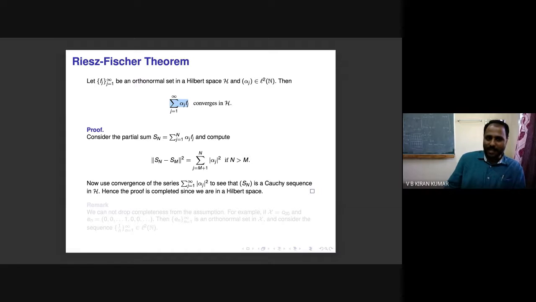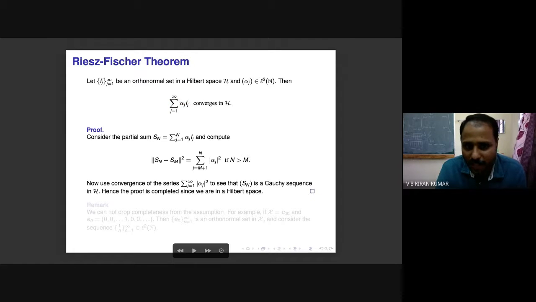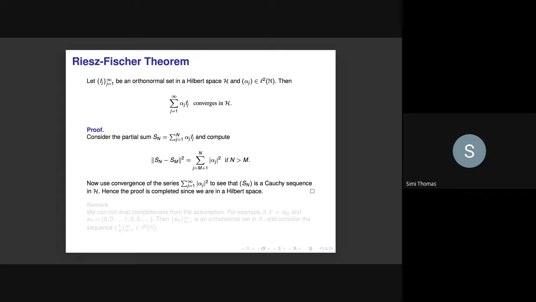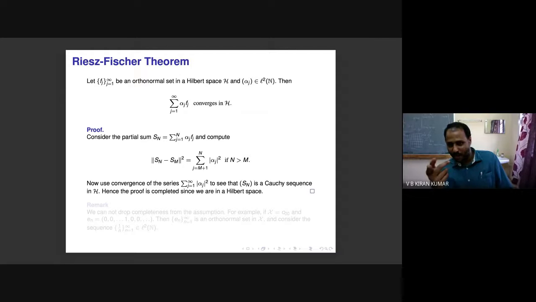Since I am working in a complete setting, it suffices to show that it's a Cauchy sequence, right? So you take the nth partial sum and show that it is a Cauchy sequence. So this is the nth partial sum, and you compute Sn minus Sm, and you obtain this only. Does it imply that it's a Cauchy sequence? Can you tell me why? Since alpha j is an element of L2n, the infinite series of mod alpha j square is finite.